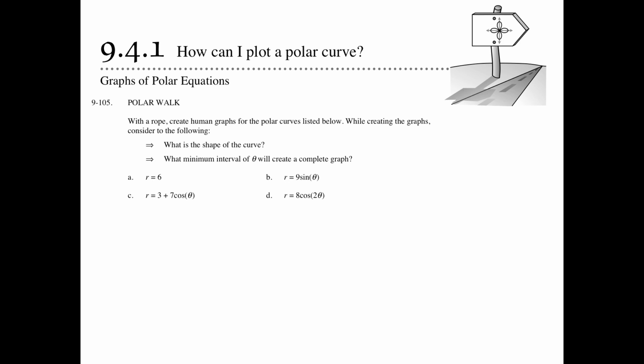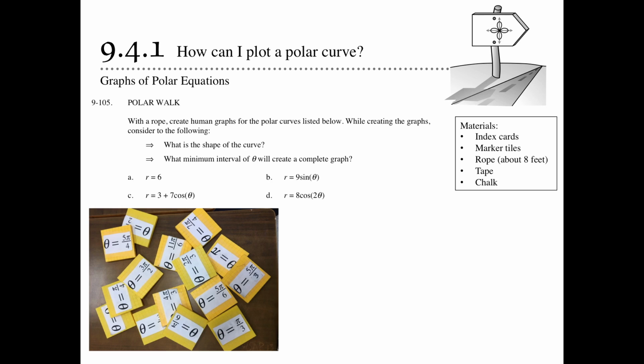Problem 9-105 is the big problem. In this problem, your class will work together as one team to walk, so to speak, the 4 polar graphs listed in this problem parts A through D. Now, you're going to need materials for this activity, and some of these materials you're going to need to prepare in advance. For example, you're going to need marker tiles, like the ones shown here.